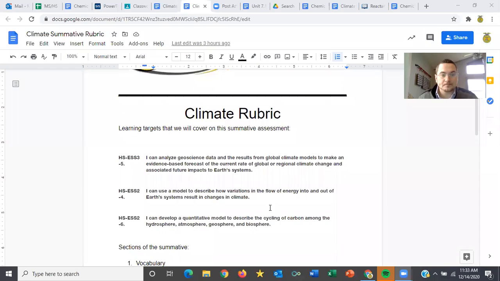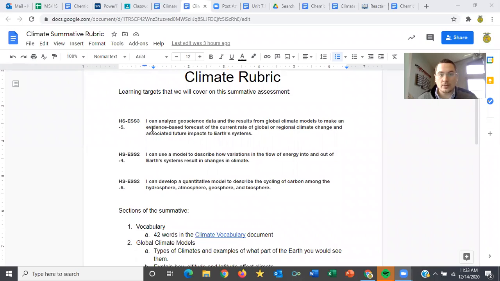So here's the big deal. We have a summative on Thursday. That's when I'm going to assign it. We've been doing CK12s for the last 3 weeks that have covered all the material that you need to know on climate. So what we're going to do is I just assigned today your rubric. It looks like this. So the 3 learning targets that we're going to cover is this.